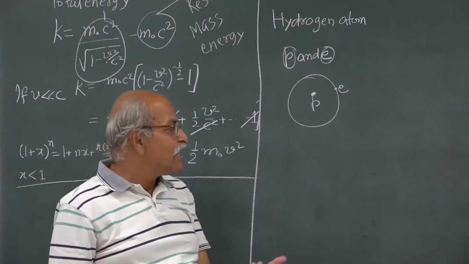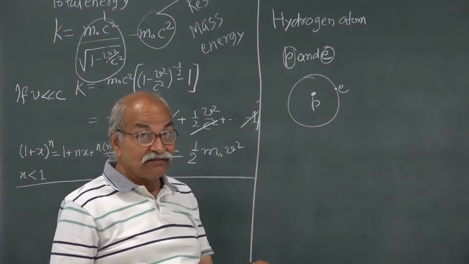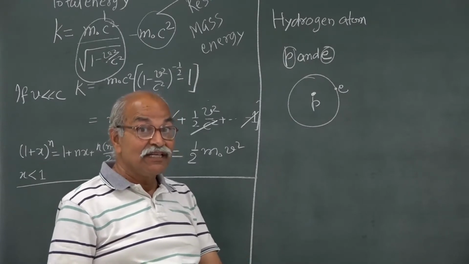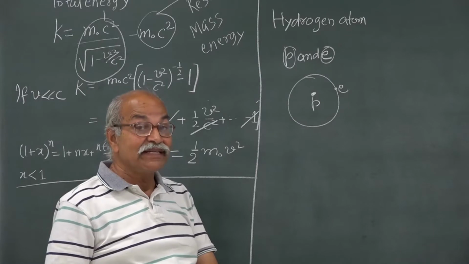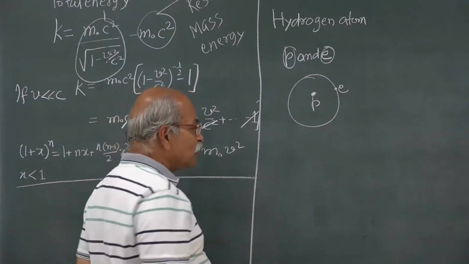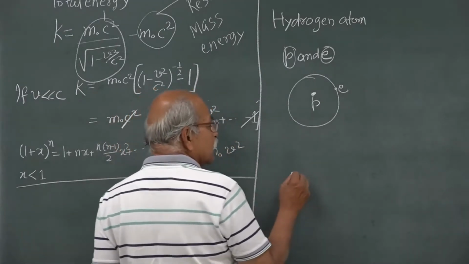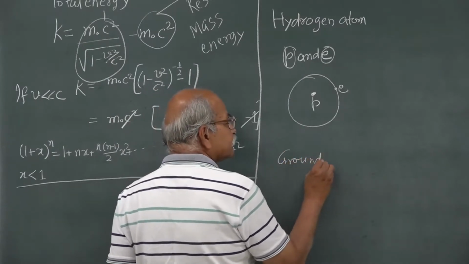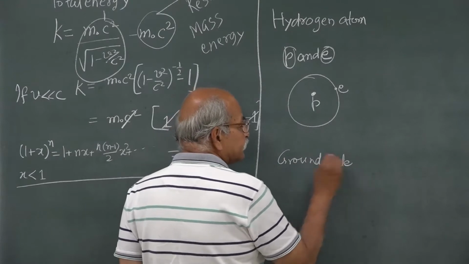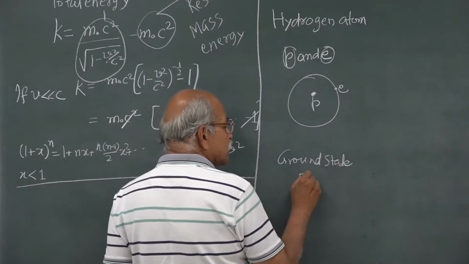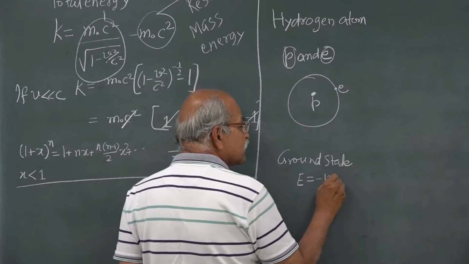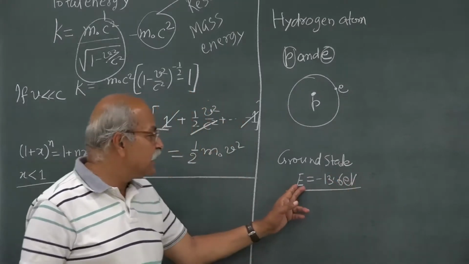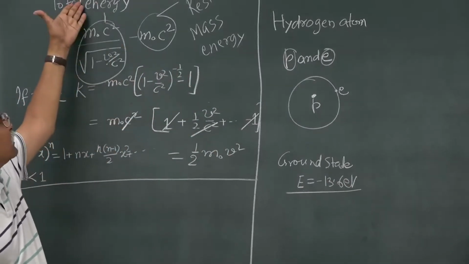And we say that in the ground state, in the lowest energy state, the energy of the hydrogen atom is minus 13.6 electron volt. So, you must have done all these things in schools, that in the ground state, or lowest energy state, the energy is, that is how we write, minus 13.6 eV. What is this energy E? This is not the same as this energy E that we write here, total energy.